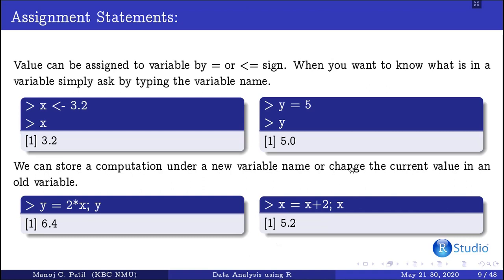We can also change the current value in the old variable. For example, this is the new x and old x. Old x plus 2 will be stored in new x. 3.2 plus 2 is equal to 5.2, so now the new x value is equal to 5.2.